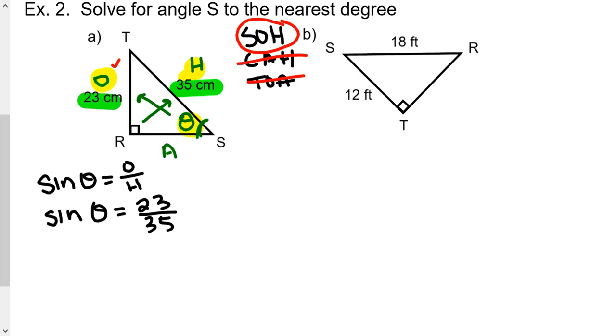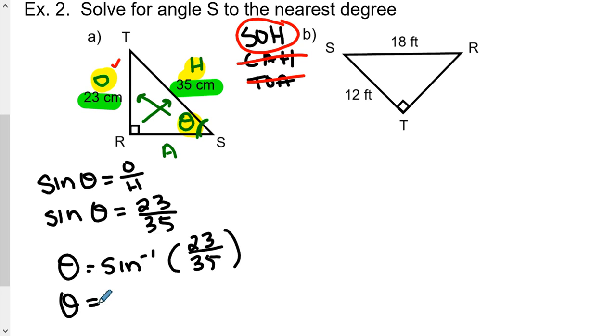Because I'm solving for an angle, I do the inverse of my trig function. And because I was using sine, I'm doing the inverse sine. Let me rewrite that. Inverse of sine of that ratio, 23 over 35, right? And I'm doing that because I had to inverse sine the left side. That's why the sine is gone from the left side now.